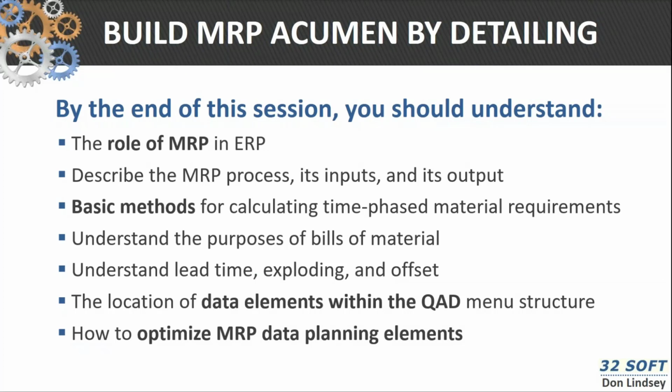By the end of the session, we are hoping that we can get a firm understanding of the role of MRP in ERP, describe the process, its inputs, outputs, and feedback, the basic calculation process, look a little bit about the bills of material and what that means in terms of the MRP explosion, understand lead time explosion and offsetting in our MRP, and we'll take a look at the specific QAD menu structure where you would find the data elements that we'll talk about, and then how a planner might optimize those planning elements.